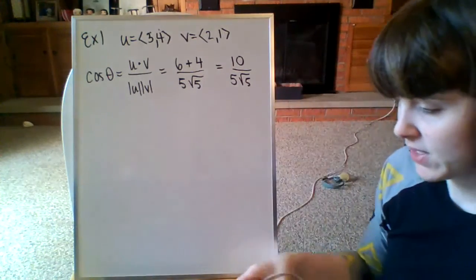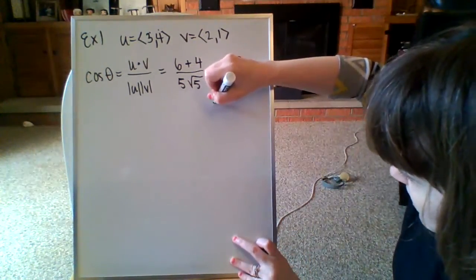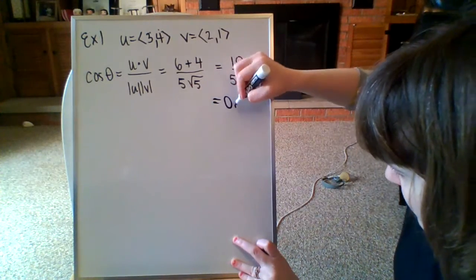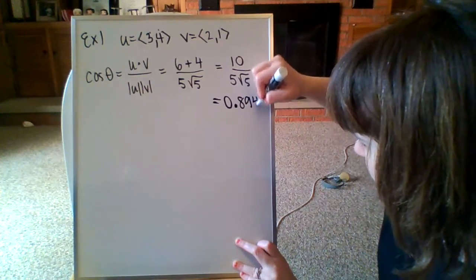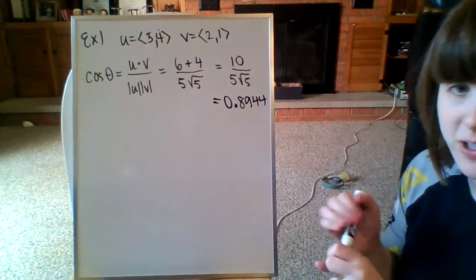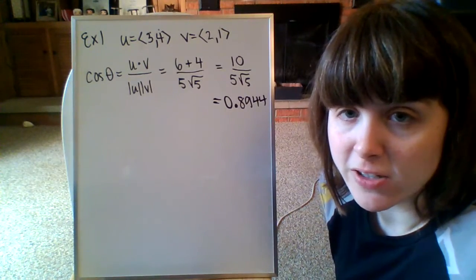0.8944. And as you can see on your notes, that's what I got when I simplified it. And you might be thinking, well, why do we want this decimal? Do you remember a long time back when I taught you how to do cosine inverse on your calculator?